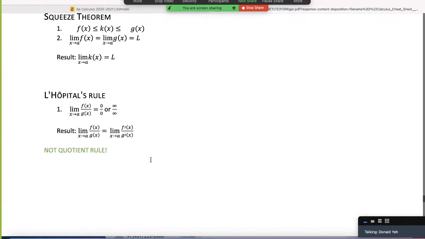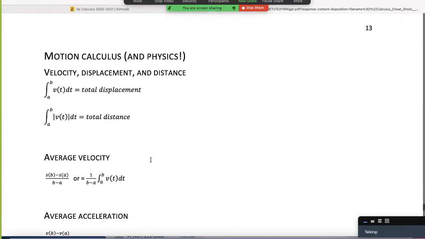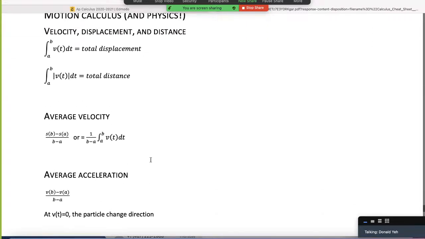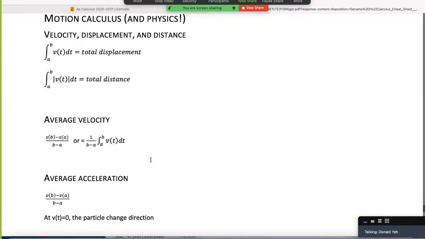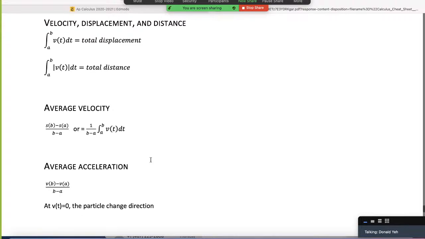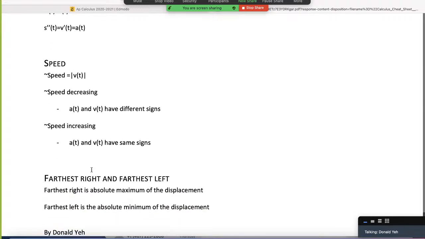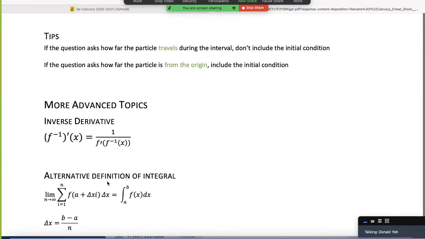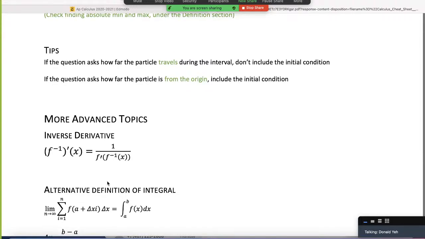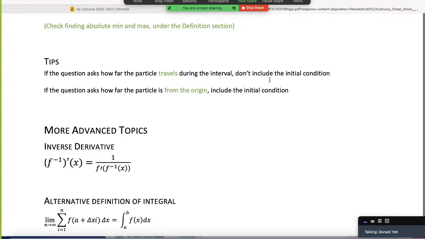Okay, motion. You have to understand the total distance and total displacement. Everything's on the Emoto, you can go back and look at it. Average velocity has two different ways, and average acceleration is v of b minus v of a. This should be very standard, furthest right and furthest left. Tip: if it's a how far question, don't include the initial condition. Sometimes you have to know when to use initial conditions.